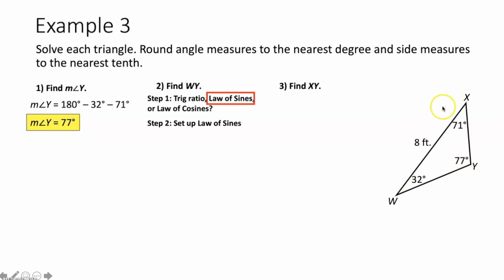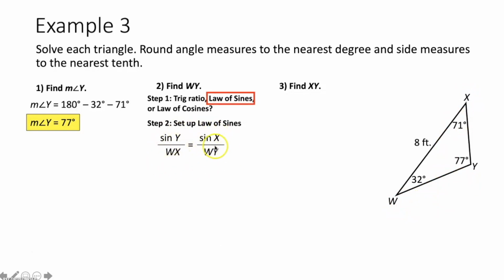Sine of Y over the measure of segment WX is equal to, and then in my other ratio, I need to make sure that I'm solving for one of my missing side lengths. Well, I have two missing side lengths here, so I guess it doesn't matter which side length I solve for first. I'm going to solve for the measure of segment WY here. So my second ratio then is going to be the sine of angle X over the measure of the side opposite, the measure of segment WY. So I have set up my law of sines, my proportion.